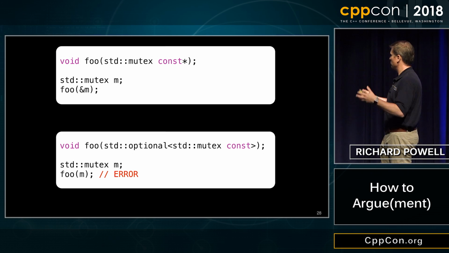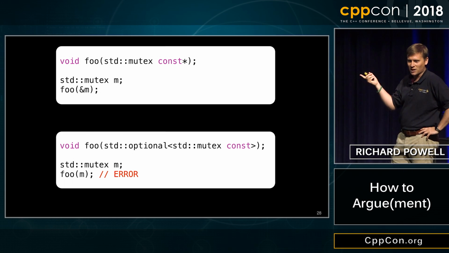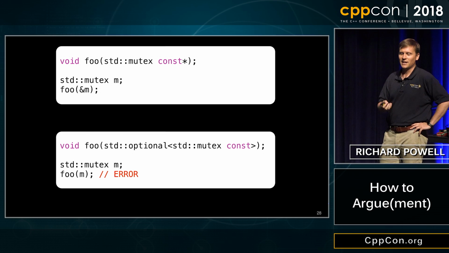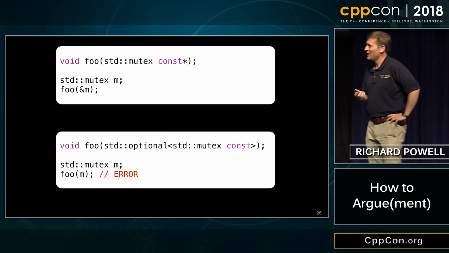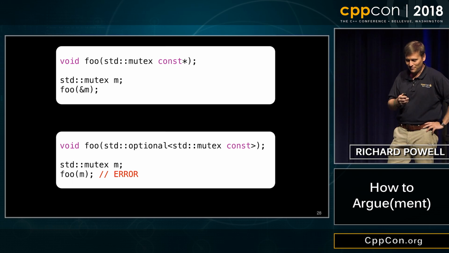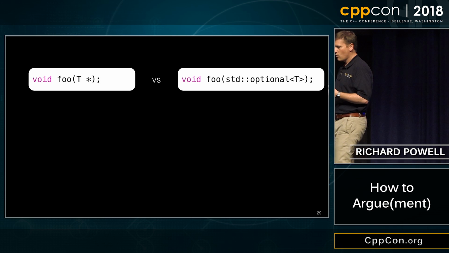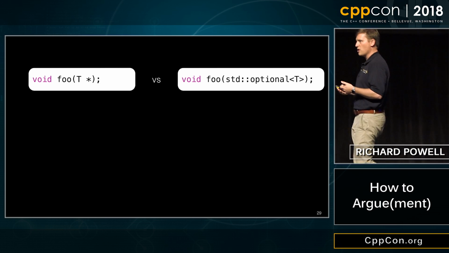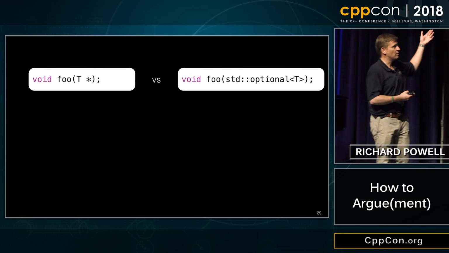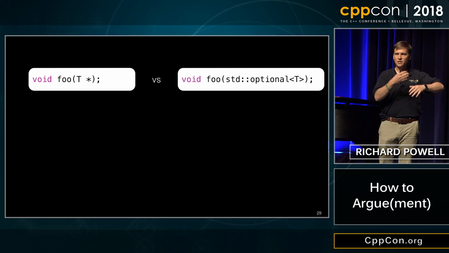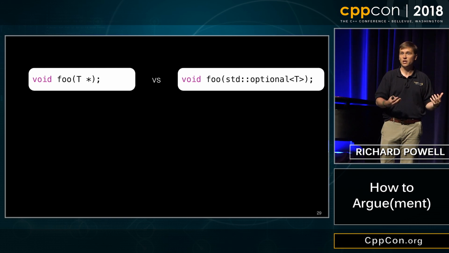Now, I'm trying to figure out why I'm passing a mutex by const, which I don't think makes a whole lot of sense. So maybe that's the problem you get with adding slides the day of. So there should not be a const in this case. But my point on this is, if you want to express that an argument could be optional, favor the one on the left. The one on the right, the optional one, is not as expressive, it's not as general.